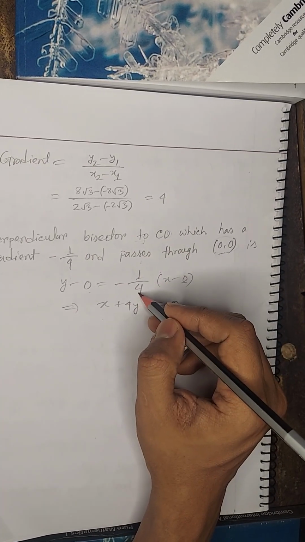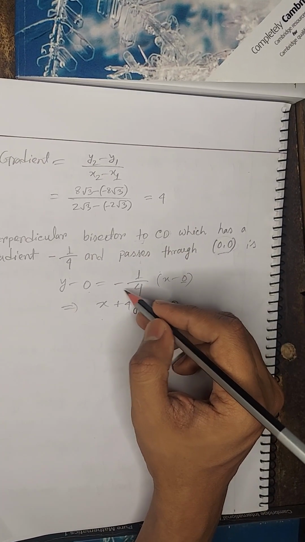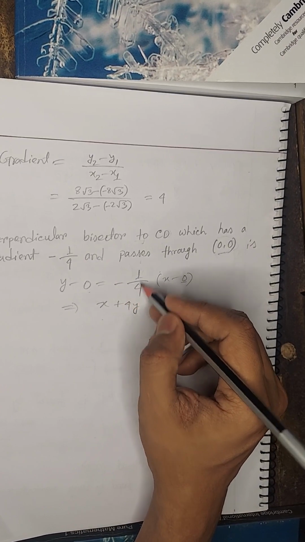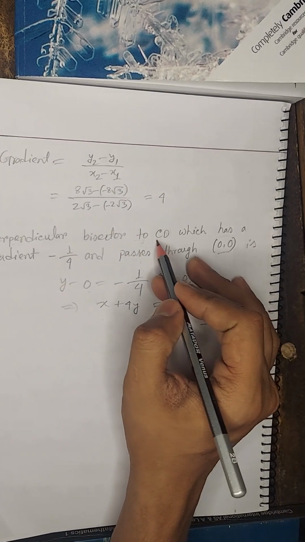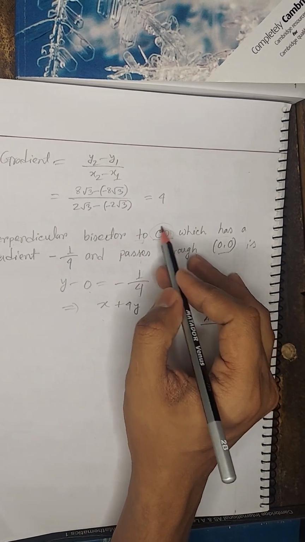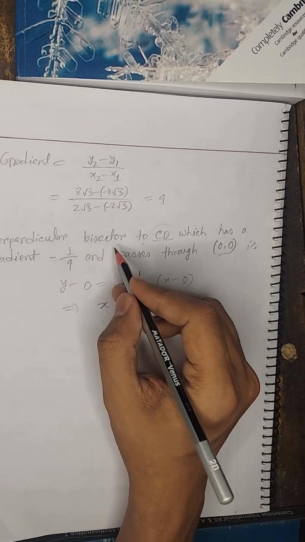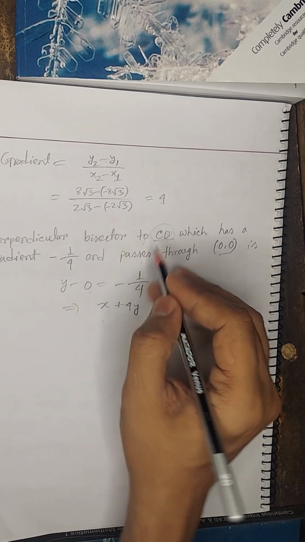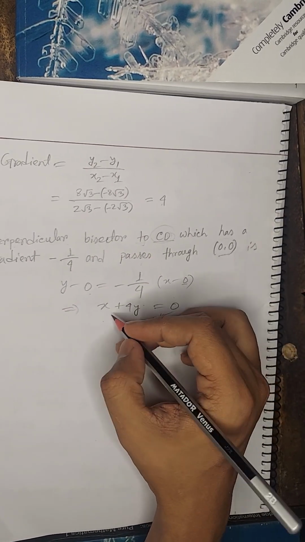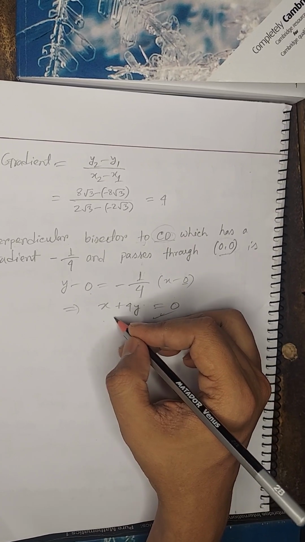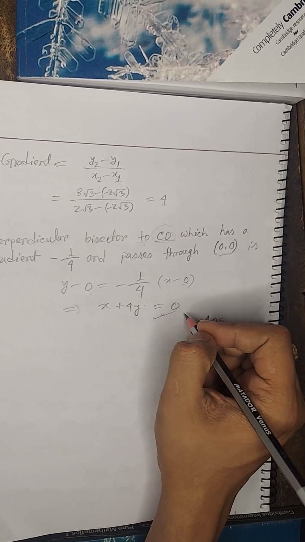Because this is perpendicular to this line, and the gradient of CD is 4, the gradient of the perpendicular bisector will be minus 1/4. And after using this, we get the required equation of the perpendicular bisector, x plus 4y equals 0.